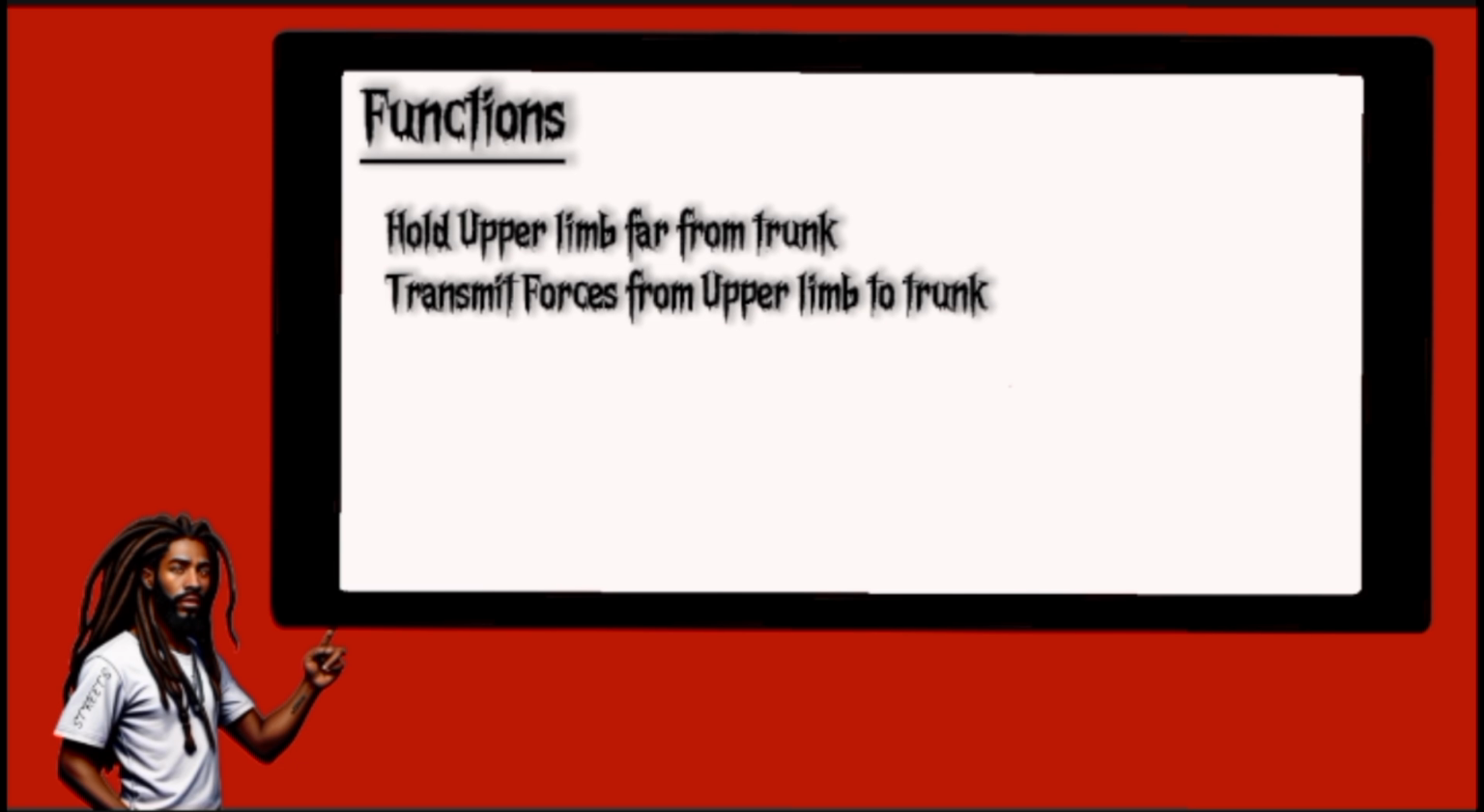Now we get also the transmission of forces function. That means that the clavicle dey serve as medium through which force wey dey come through your upper limb go pass into your trunk. So this is a weight bearing structure in the human body.